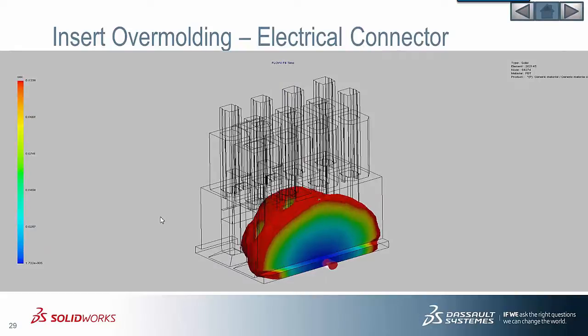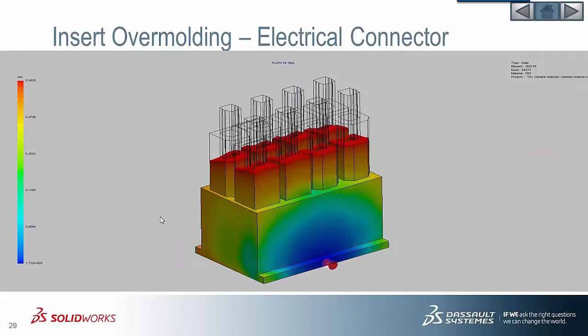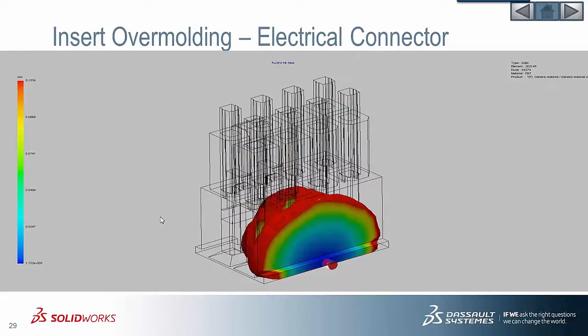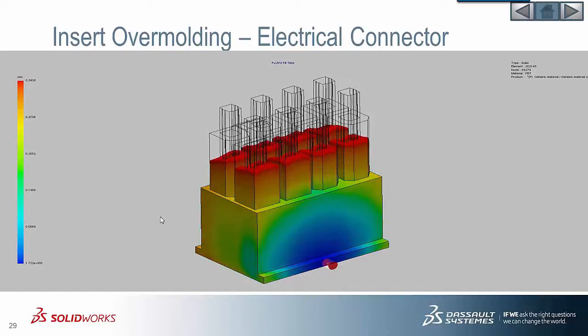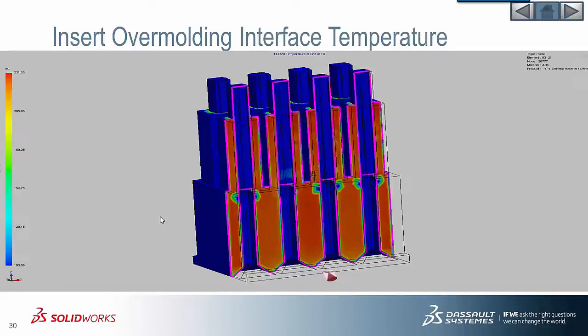We can also overmold over metal. Here we have a connector with copper pins, and we're filling up our plastic connector around the pins. This is important because for the metal, there are thermal effects that are going to change how the heat's spreading through this part. Again, looking at interface temperature, we can get more insight into what's happening inside of our part. This would be pretty difficult to measure in the lab.